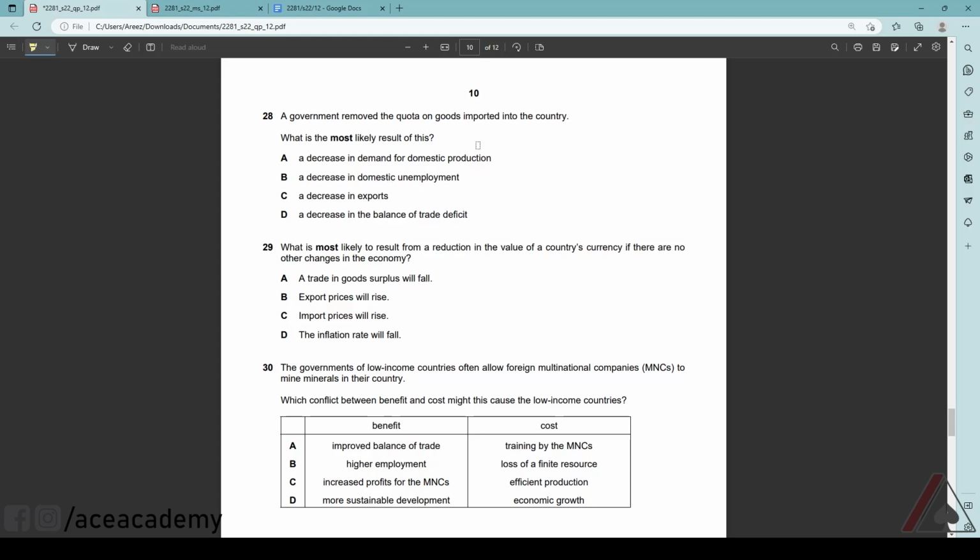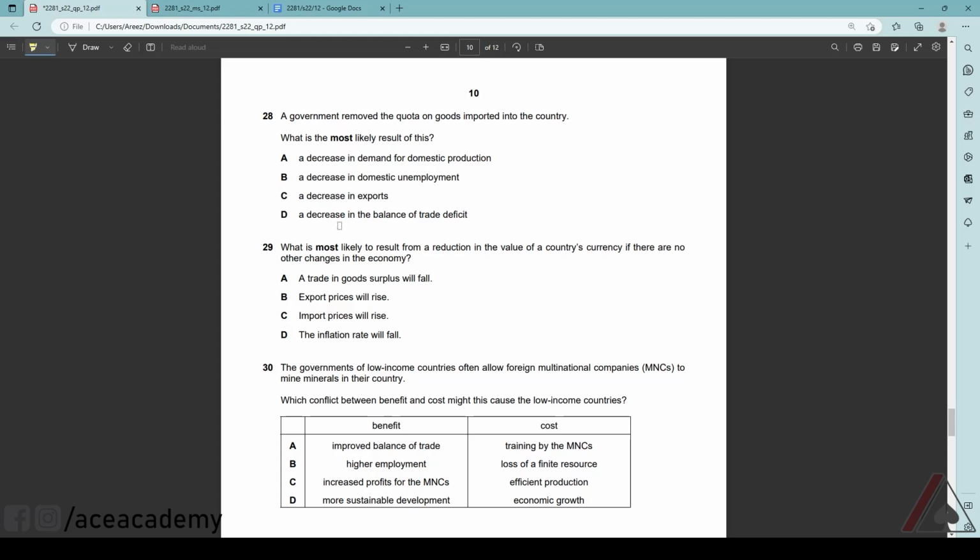Because there is going to be more imports, there needs to be less domestic supply within the market. Therefore, people might get unemployed, or there might be an increase in unemployment in the currency. C, a decrease in exports. A removal on quota does not have any direct link to exports. It does have a link in a more complicated sense, but since we're talking about a more likely result, we are not going to consider C as an option.